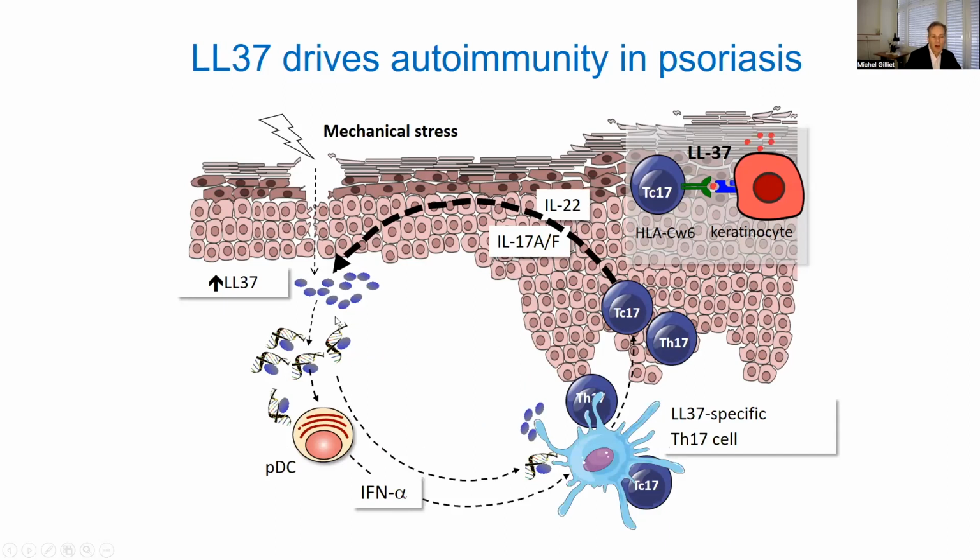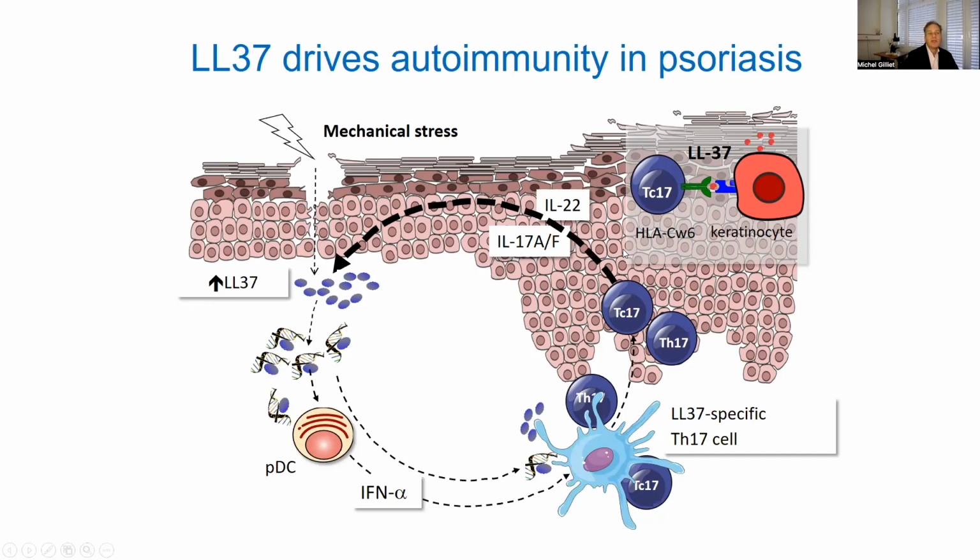Some of these RNA complexes can directly activate the conventional dendritic cells, and these cells then efficiently present L37 to autoreactive Th17 cells, which migrate into the epidermis. The keratinocytes also produce and express L37, so they present L37 mainly to CD8 T cells, which then produce Th17 cytokines, inducing the psoriatic phenotype.